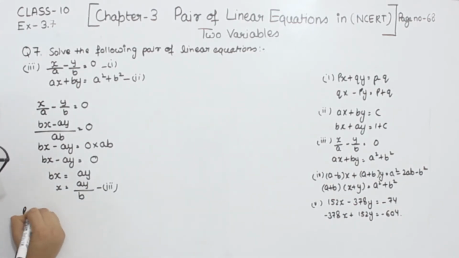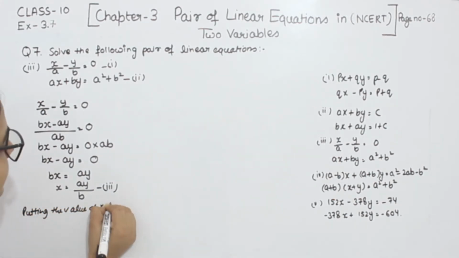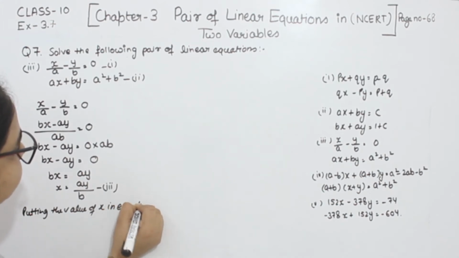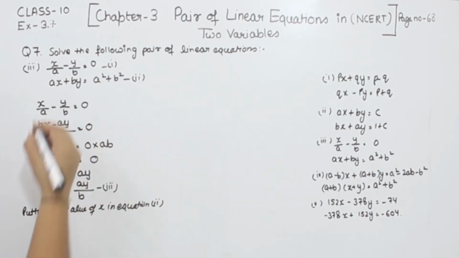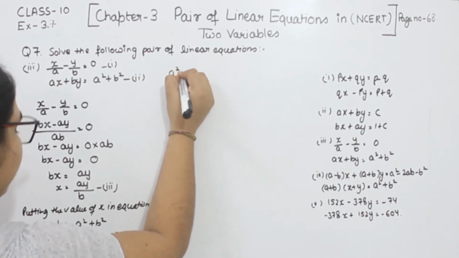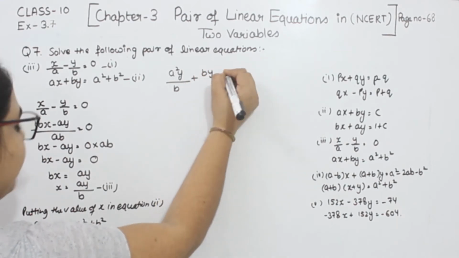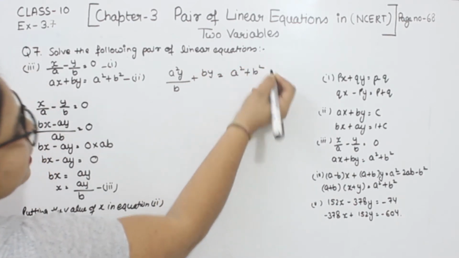So we write here putting the value of x in equation 2, and the equation number 2 we are having is ax plus by as equal to a square plus b square. So a multiplied by the value of x, we are having ay divided by b plus by as equal to a square plus b square. So now solve this one. Here we are having a square y divided by b plus by. This one we are having as equal to a square plus b square.